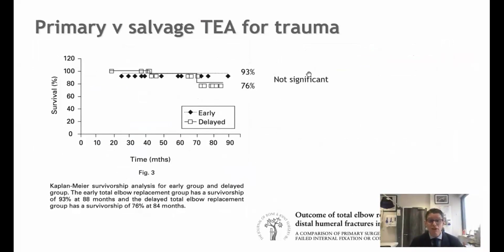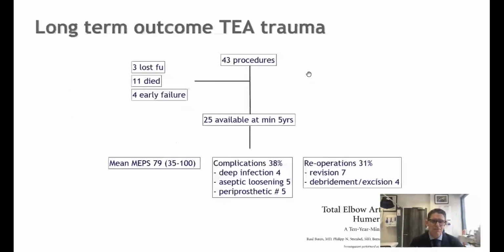Does it matter if we try to fix it and then go on to do a total elbow replacement if it fails? Well, Prasad showed that the outcomes were not statistically significant, but with a survivorship rate of 76% in the delayed elbow arthroplasty group versus 93% in the primary, it does make you worry that there may be an effect visible here with a larger case series. Our enthusiasm, however, for undertaking elbow replacement may be tempered by the long-term complications as reported from the Mayo Clinic, with reoperation rates of 31% and complication rates of 40%.